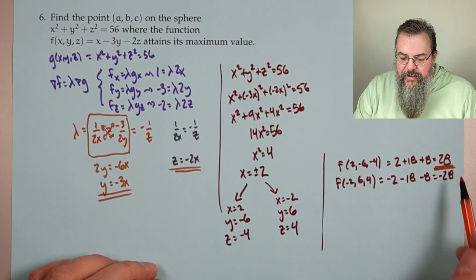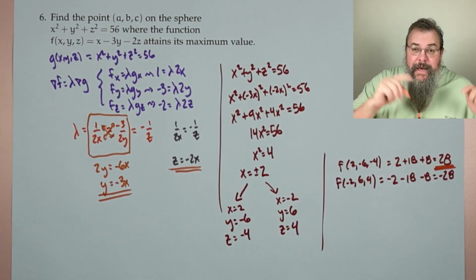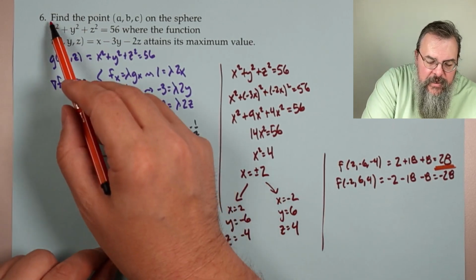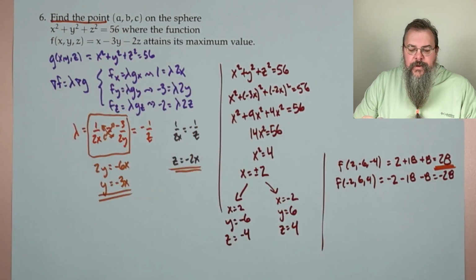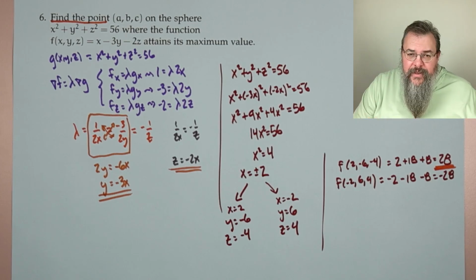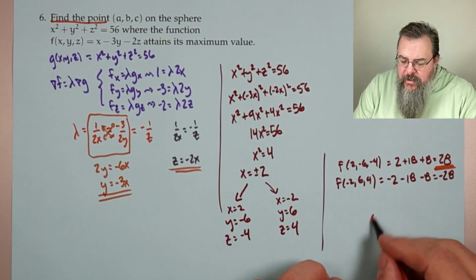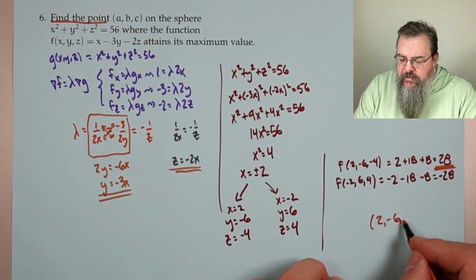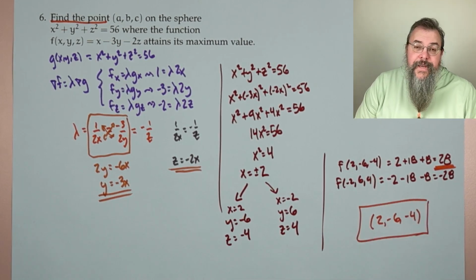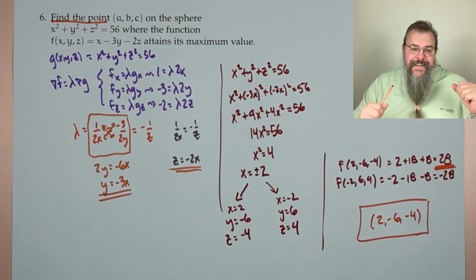28's the bigger value. Now, are we looking for the value or the point? And we see it says find the point where the function attains its maximum value. So it's just after a point. So our answer will be 2, negative 6, negative 4, and that's it. We found it again. Huzzah, huzzah, huzzah.